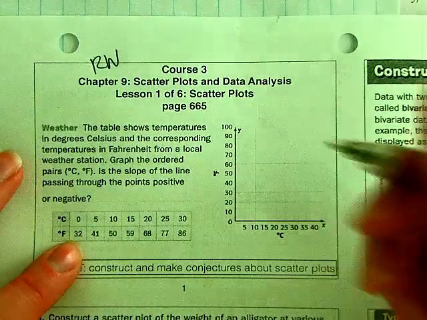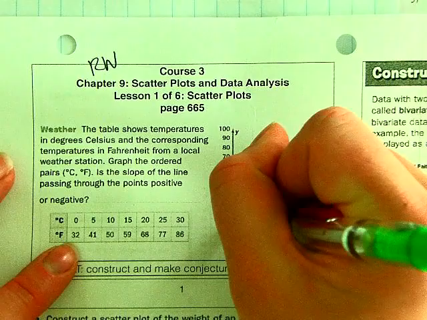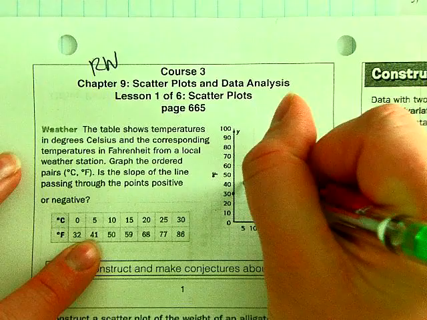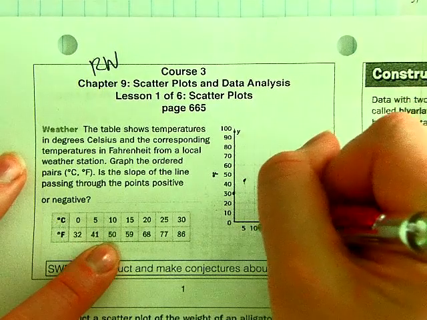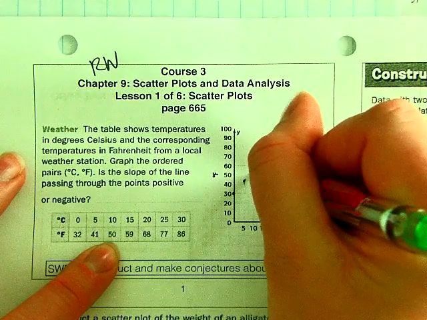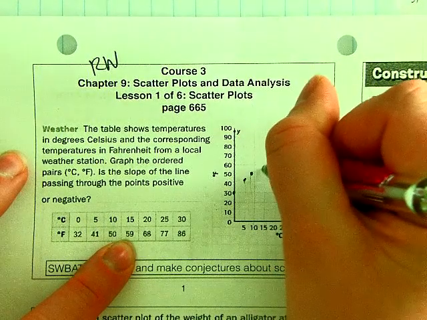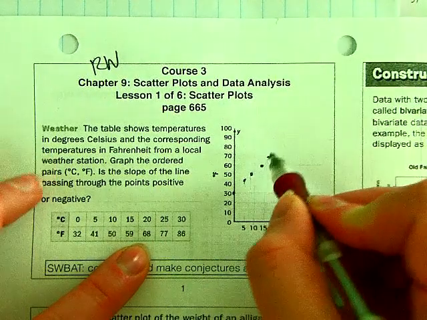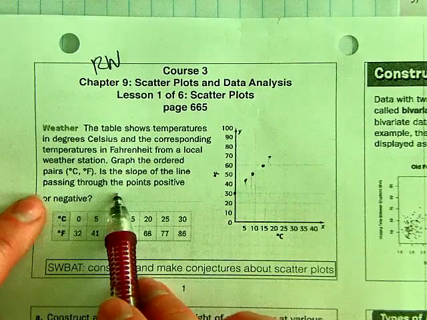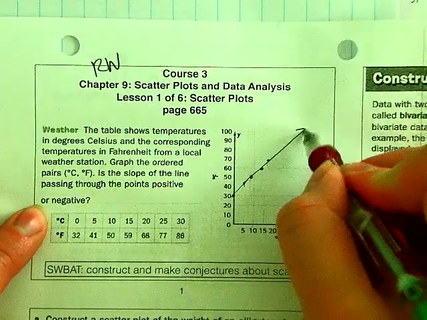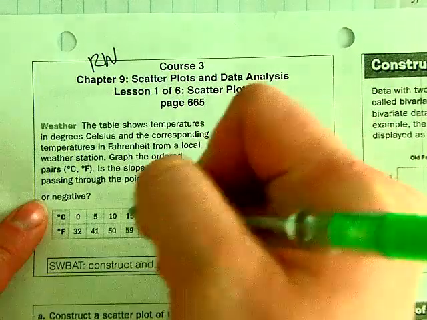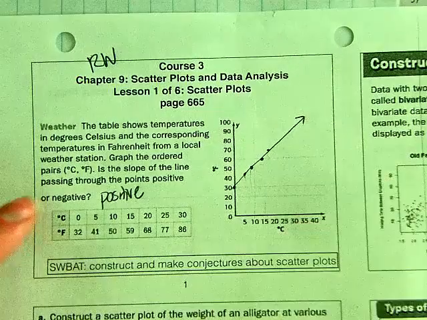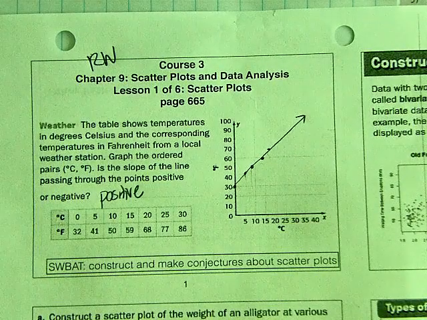So if we have Celsius at 0 degrees, then the Fahrenheit would be 32, 5 and 41, kind of estimating here, 10 and 50, 15 and 59, 20 and 68. Hopefully we could stop here, but if we kept going, it says, is the slope of the line passing through the points positive or negative? It looks like a pretty straight line. In fact, it is a straight line, and this would be a positive slope. There's actually a formula to convert those. If you're interested, I'll tell you later.